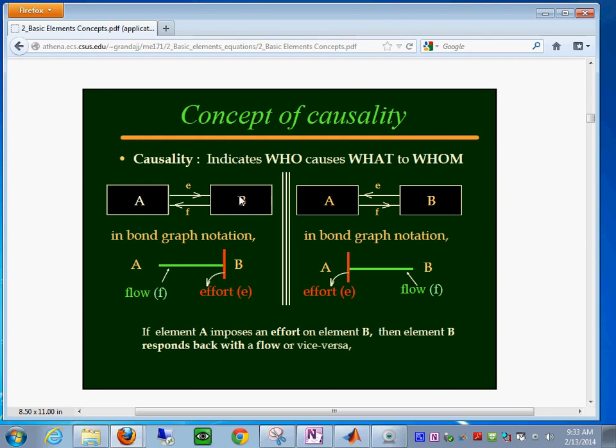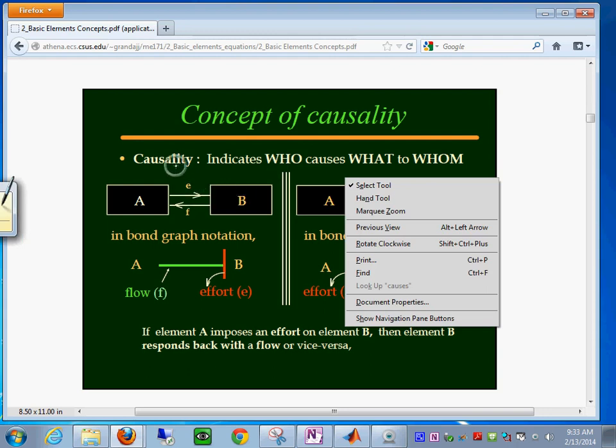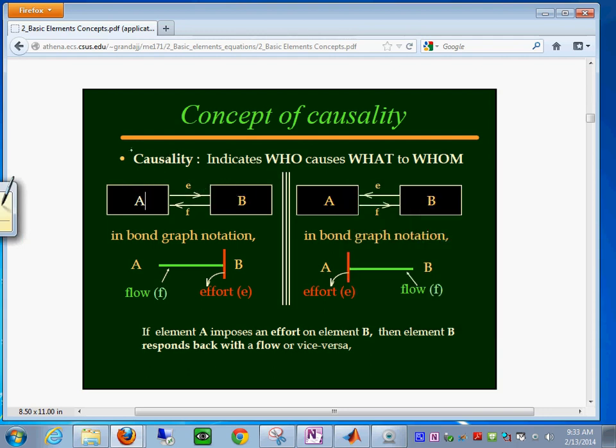In the case on the left-hand side, right here, element A acts on B and sends the effort, but B reacts with the flow. In the case on the right-hand side, B sends the effort to A and A responds with the flow. Remember the so-called cause and effect? Well, here it is. This is the element A.